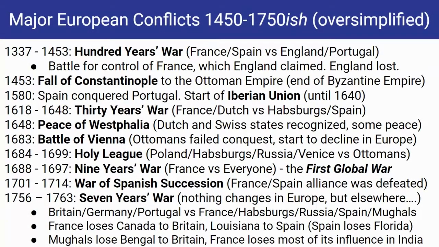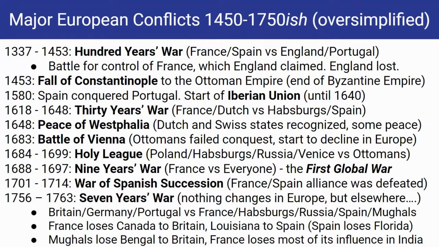The next conflict you should know about is the Nine Years' War, and that was basically France versus everyone. And what I mean by everyone is France versus Spain, Portugal, and England. I don't know what we were calling Germany at this point, but it would have been under that Habsburg monarchy banner. Either way, all the major European powers were against France, and it was being fought not only in Europe, but also in North America and in India, because remember, France and England were trying to take control of India. So that was really the first global war, from 1688 to 1697.